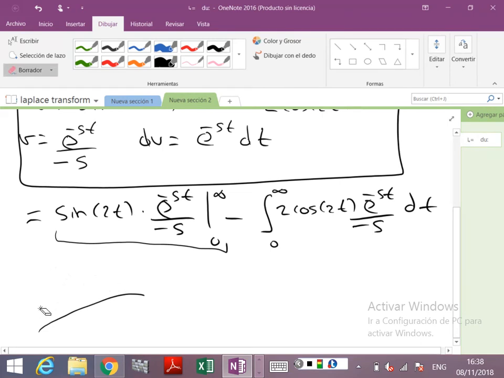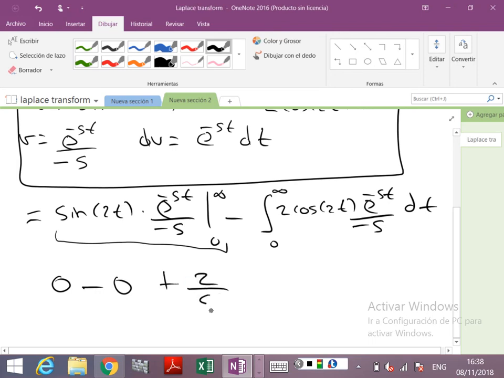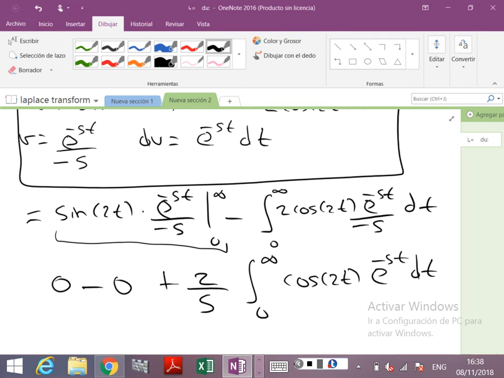So this is going to be 0 minus, I plug in at 0. So when I plug in at 0, what do I get? 0. Because sine of 0 is 0. So this is 0. So now I take here plus 2 over s, integral of 0 to infinity, cosine of 2t, e to the minus st dt. Right? You just took out the constants 2 and s? Yes, I took them out.